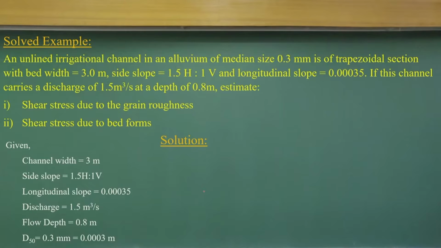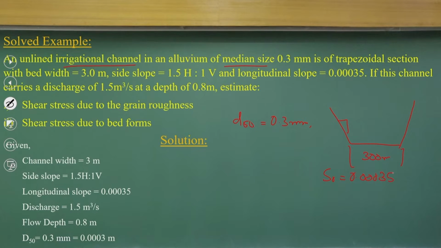Basically the problem is an online irrigation canal having a D50 size of 0.3 mm, with a trapezoidal cross section. This is quite an easy problem. It has a bed width of 300 meters, a 1.5 horizontal to 1 vertical side slope, and the longitudinal slope of this channel, S naught, is 0.0035. So, this is the condition.